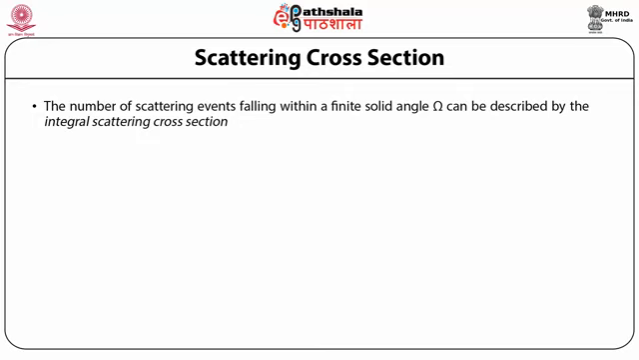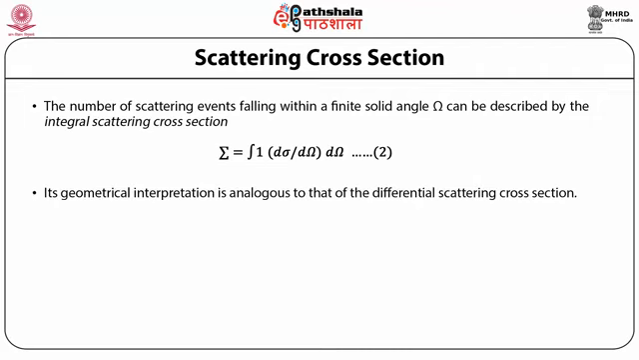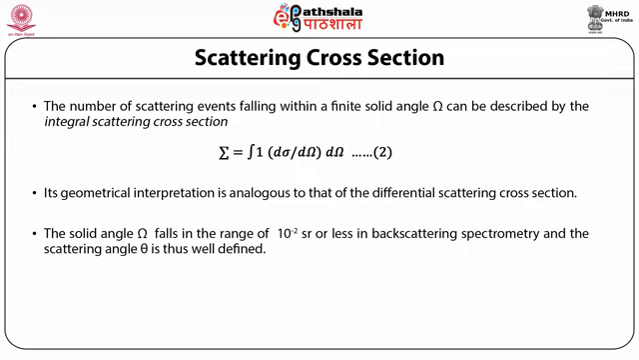The number of scattering events falling within a finite solid angle omega can be described by the integral scattering cross section, defined as sigma is equal to the integration over d sigma by d omega multiplied by d omega. Its geometrical interpretation is analogous to that of the differential scattering cross section. The solid angle omega falls in the range of 10 to the power minus 2 or less in backscattering spectrometry, and the scattering angle theta is well defined.